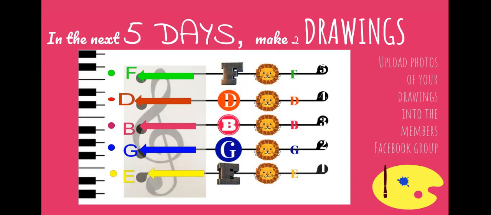And in the next 5 days, make 2 drawings of the staff with the treble clef, and put the circles on the lines this time. So put 5 lines, put the circles on the 5 lines, write the letter name next to the note, and then get your piano keyboard, draw that, put the notes on the piano keyboard, and use an arrow to link the two. And as before, take photos of the homework and upload it to the Facebook group so I can keep track of your progress.